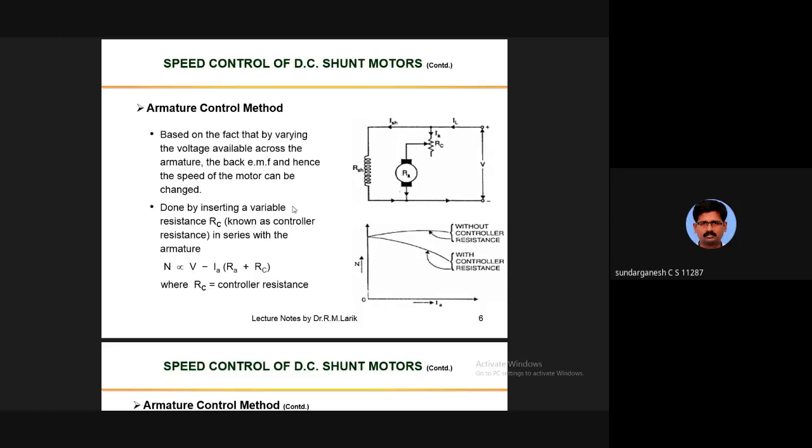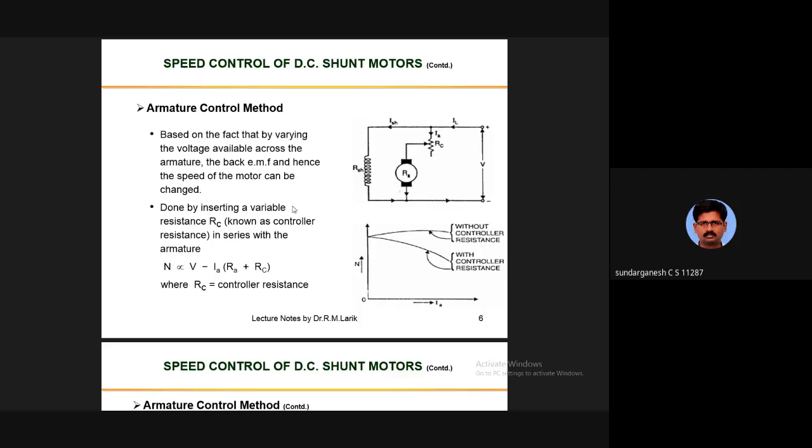Based on the fact, by varying the voltage available across the armature. So I am varying the voltage across the armature. The voltage across the armature is back EMF. When that back EMF is varied, automatically the speed is varied. From the formula we know that N is proportional to (V minus IaRa) by phi. So V minus IaRa is back EMF, Eb, which is the voltage across the armature. By varying it, I can vary the back EMF, hence the speed is varied.